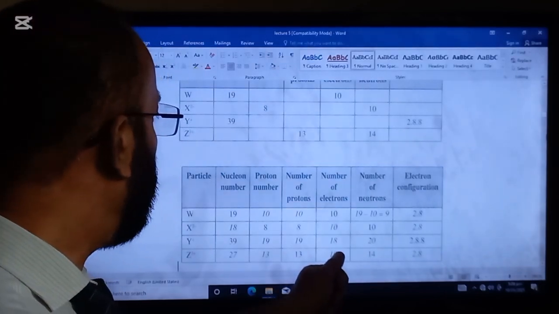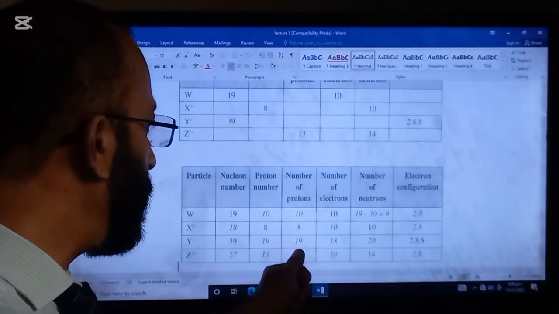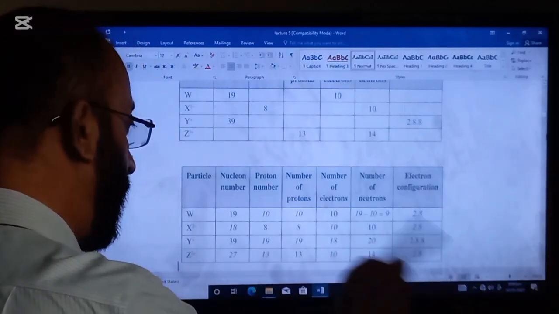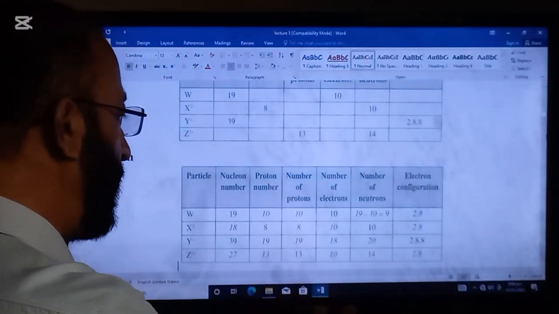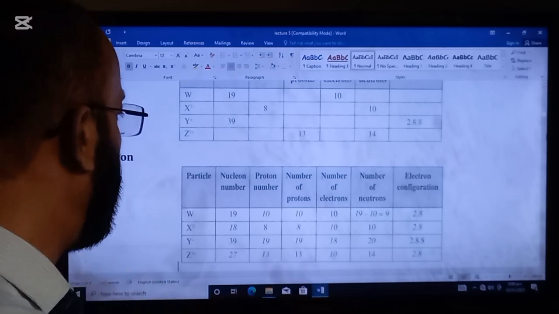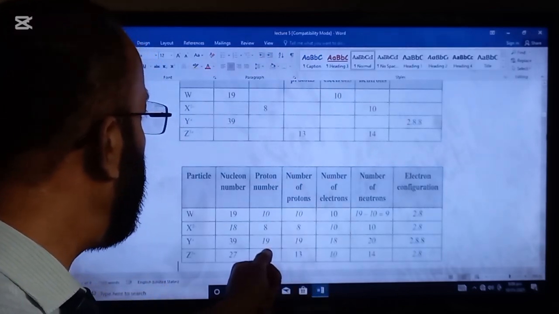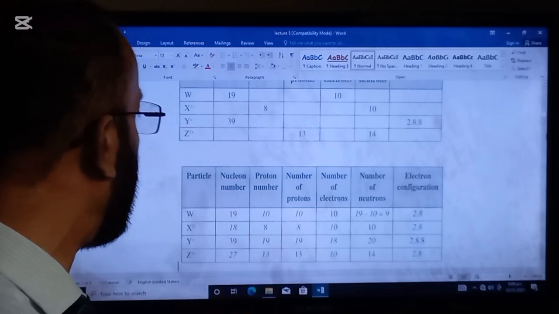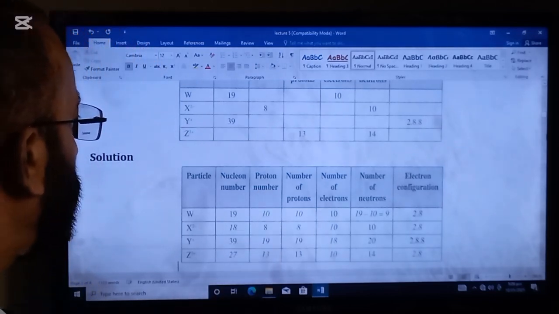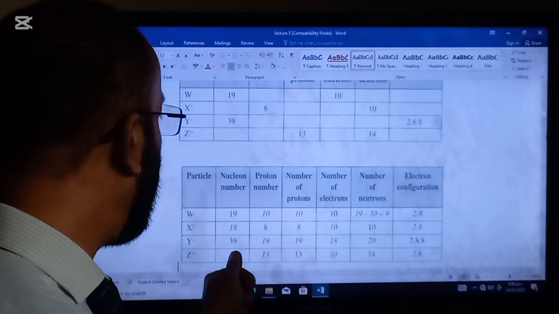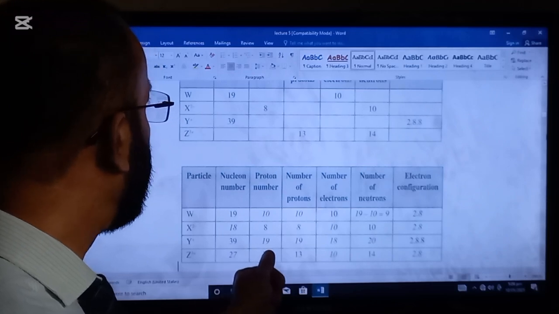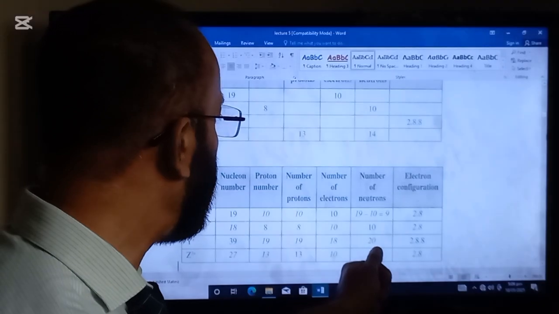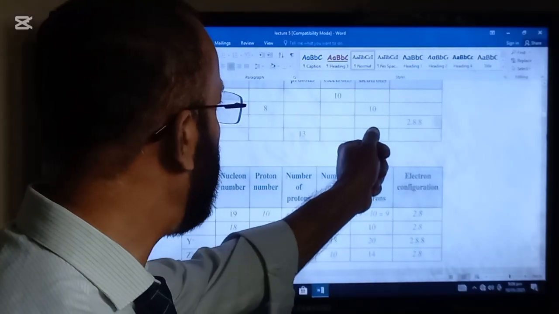And protons will be 19, because 1 electron has been lost, but the number of protons will be the same, that is 19. So that's why 19 will be the proton number as well. Now nucleon number minus proton number, 39 minus 19, will be equal to 20. This is the number of neutrons that will be placed here.